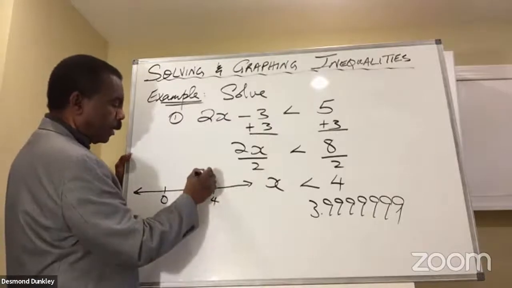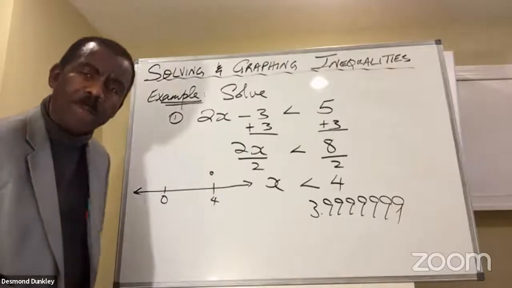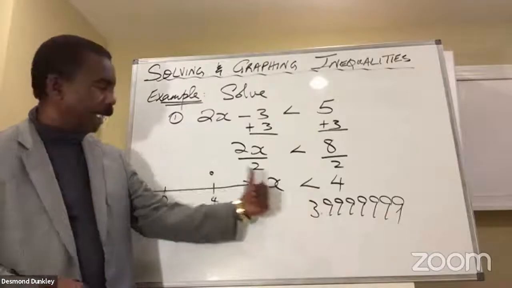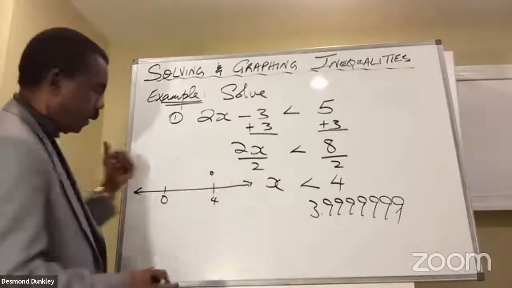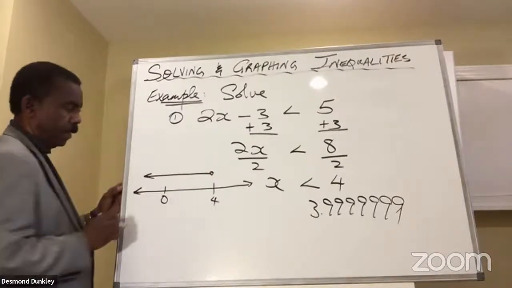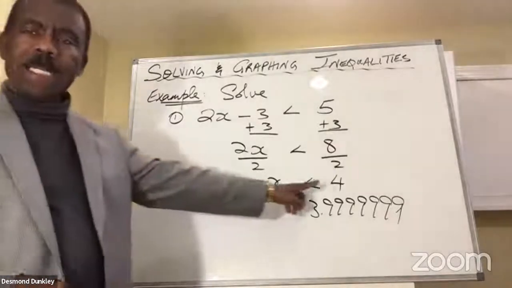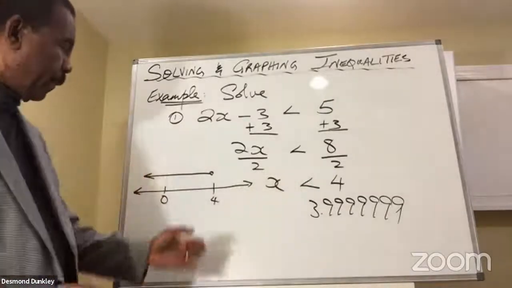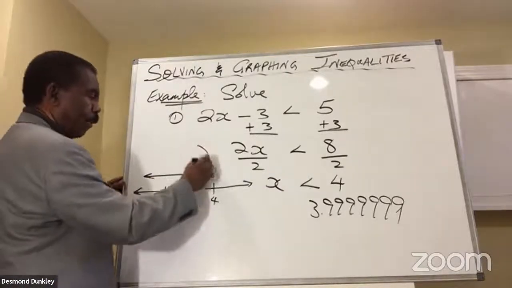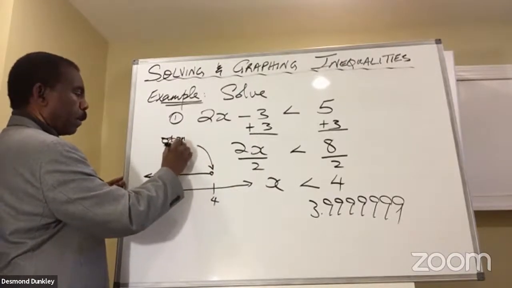So therefore, what you do is you use an open circle to represent your starting point, your limit, your boundary. And it says less than 4, which means that is every number below 4. So now you draw a line above the number line with an arrow. And that is how you would represent the solution, x less than 4, on a number line. Here is 4, open circle. Notice it's an open circle.